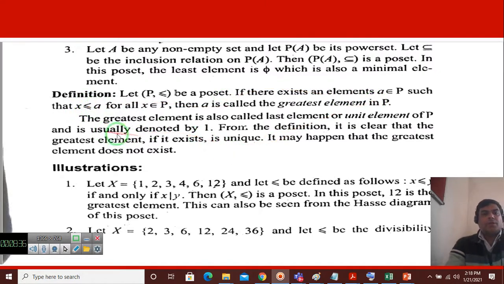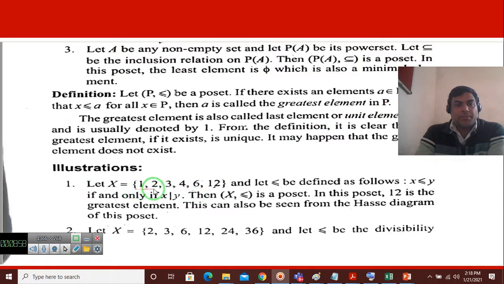Okay, so the greatest element is also called the unit element of P and is usually denoted by 1. Least element is denoted by 0, greatest element is denoted by 1. From this definition it is clear that the greatest element, if it exists, should be unique. It may happen that the greatest element does not exist.